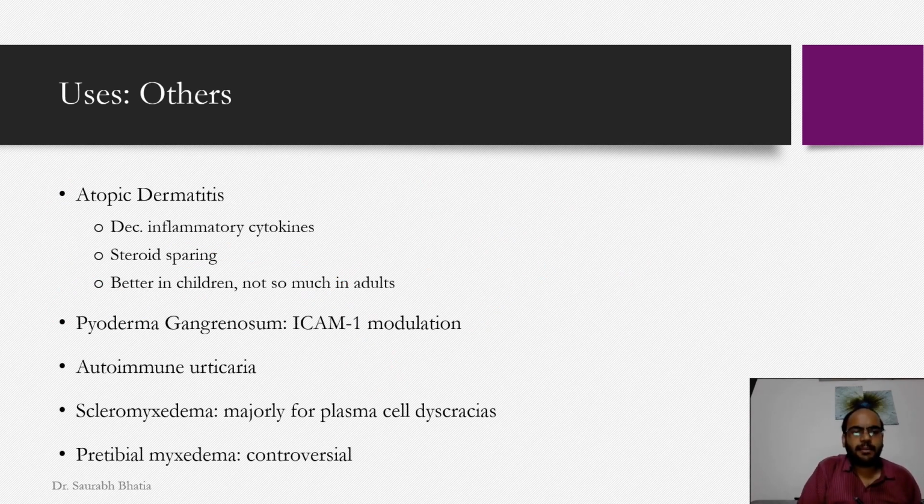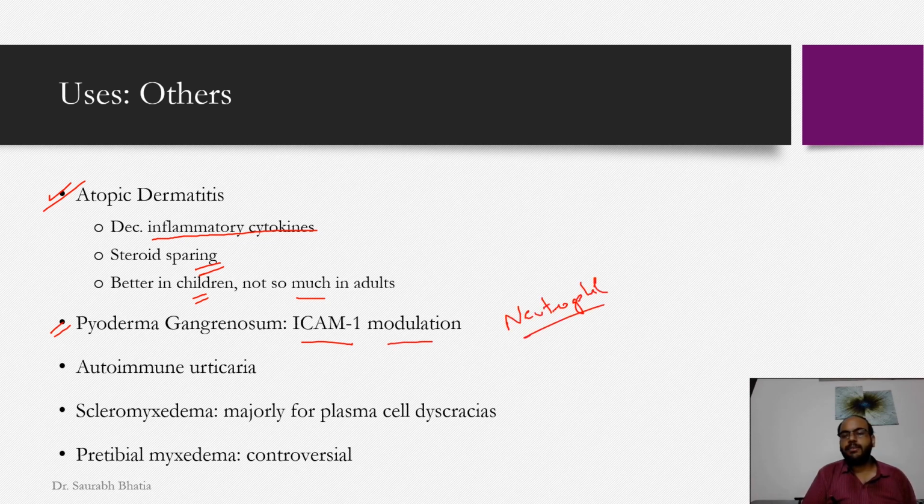Other uses, for example, in atopic dermatitis, it decreases the inflammatory cytokines. It's a good steroid sparing agent. The articles show that it is better in the pediatric age group, but not so much in adult onset atopic dermatitis. In pyoderma gangrenosum, since you have ICAM-1 modulation, the neutrophils are not able to migrate to the skin. Okay, and we all know that pyoderma gangrenosum is a neutrophilic disorder. So when neutrophils are not able to migrate to the skin and cause destruction, it leads to a good amount of improvement in pyoderma gangrenosum. Autoimmune urticaria.